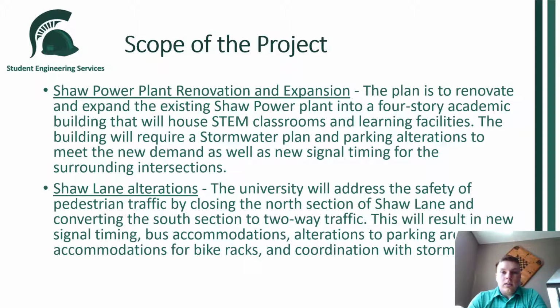For the second phase, we have alterations that must be made to Shaw Lane. The university will address the safety of pedestrian traffic by closing the north section of Shaw Lane and converting the south section to two-way traffic as opposed to one-way. This will result in new signal timing, bus accommodations, alterations to parking around the area, accommodations for bike racks, and coordination with the stormwater systems.